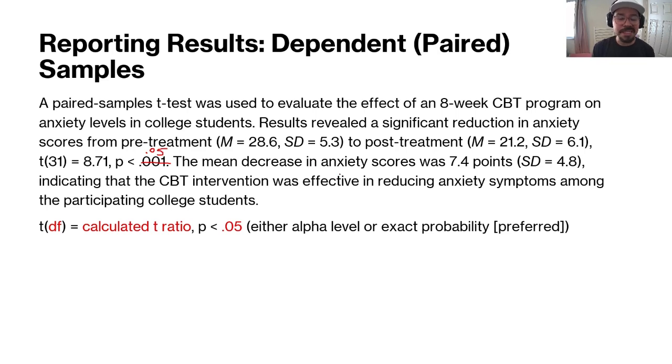So the mean decrease in anxiety scores was 7.4 points with a standard deviation of differences of 4.8, indicating that the CBT intervention was effective in reducing anxiety symptoms among the participating college students. Remember that this is our mean difference.